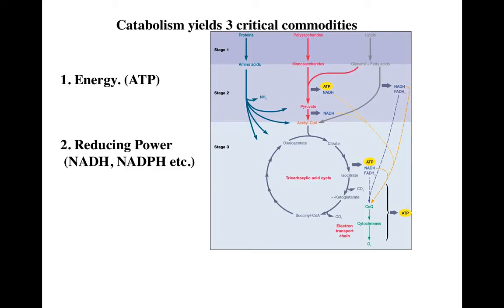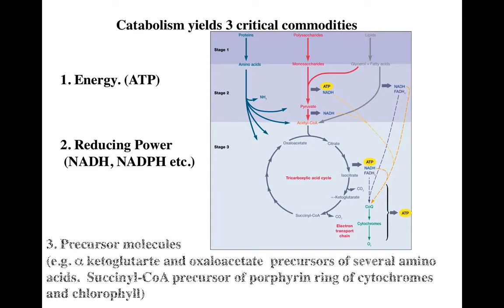You can always recognize an oxidation step in any of these metabolic pathways because you will always see concomitantly the production of either NADH, FADH2, or in some cases NADPH. So some form of an electron carrier is produced, and those electrons can be used to do work in other places. And then lastly, another commodity that's underappreciated that's generated by metabolism are precursor molecules.